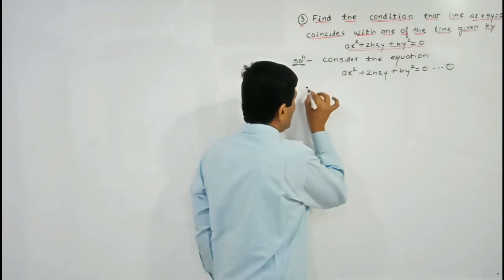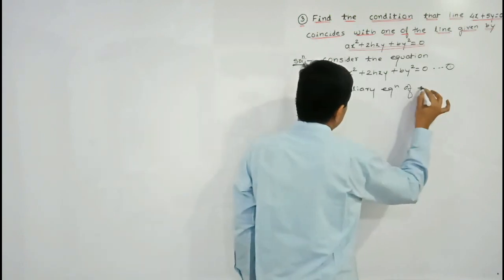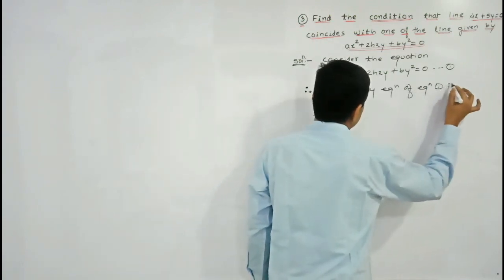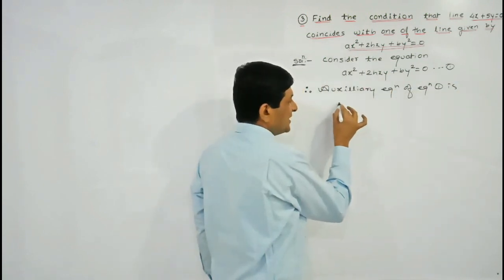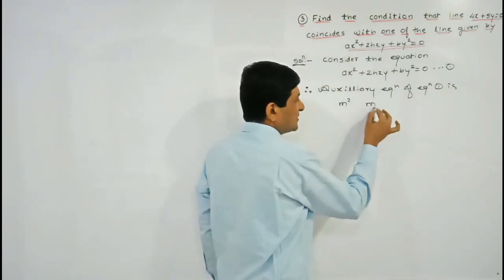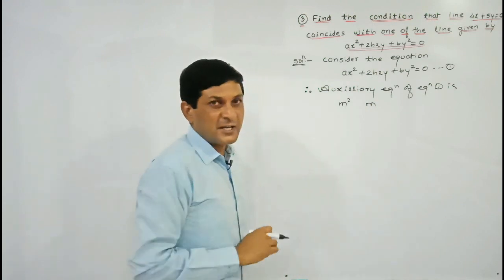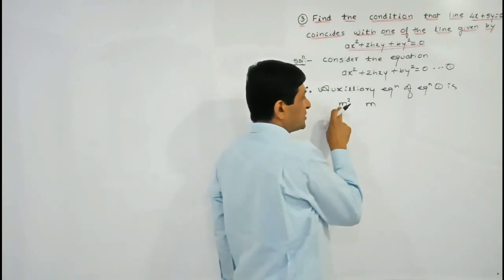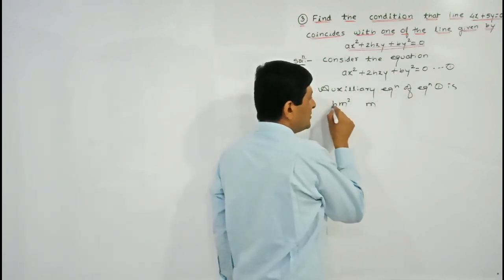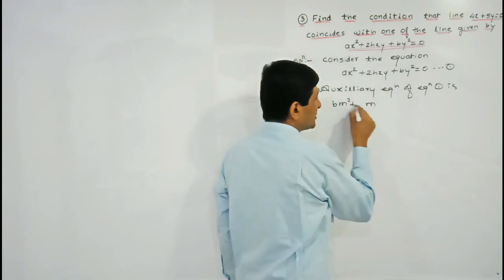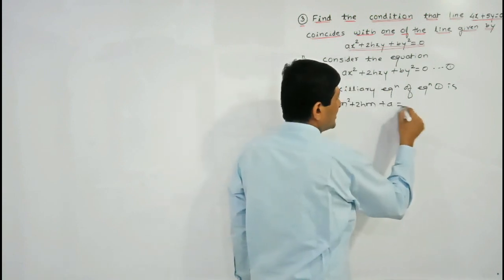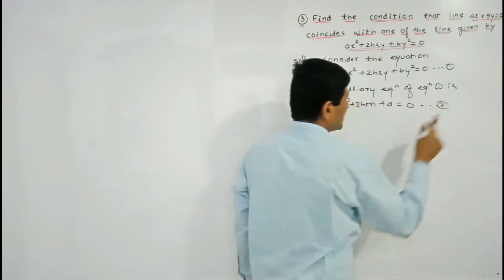So the auxiliary equation of equation first is, while writing, the auxiliary equation is always in terms of m. It is a quadratic equation in terms of m. What is the coefficient of m square? That is b. The coefficient of m is 2h, and the constant term is a, equal to 0. Let us denote it by equation number 2.